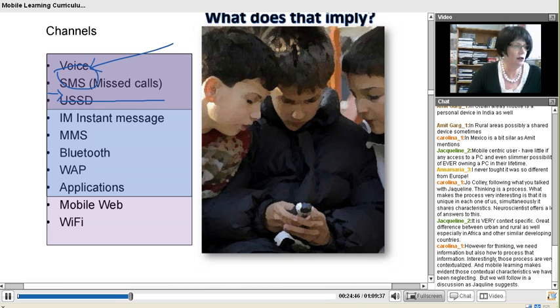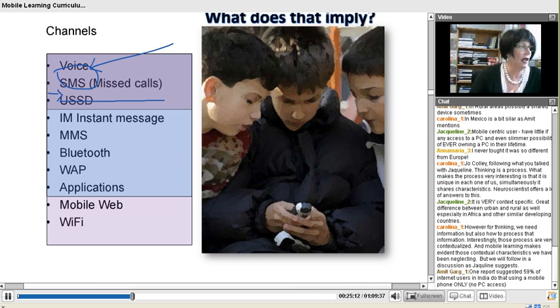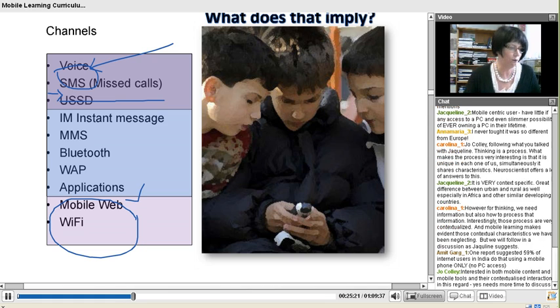When you go to feature phones, you tend to get more. You have your instant message services, which is where Mixit comes in. You have MMS, which has never been very successful. Bluetooth is successful because it's kind of free. WAP has never been a success. Applications for feature phones have not been very successful. And then if you get to smartphones, then of course mobile web, Wi-Fi, and apps become a definite option.